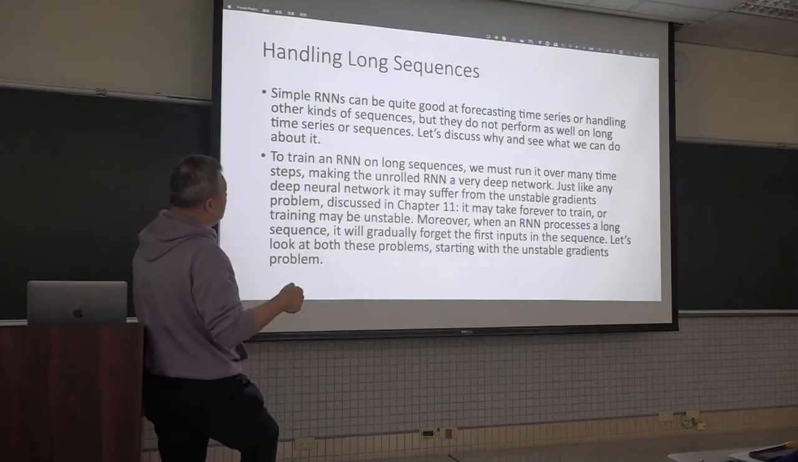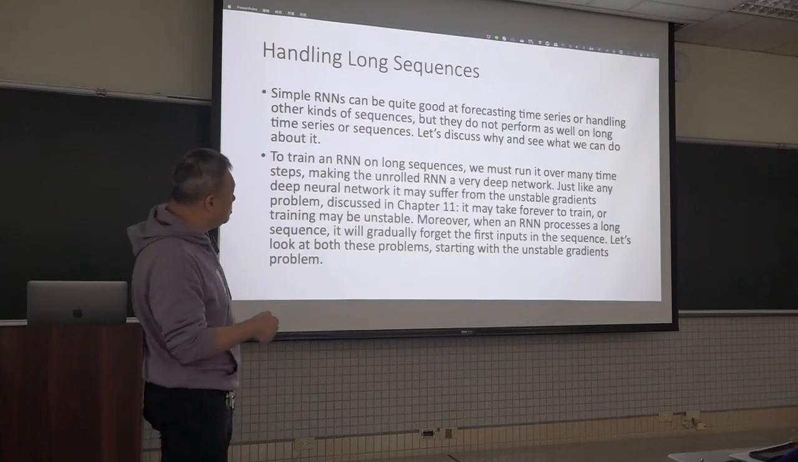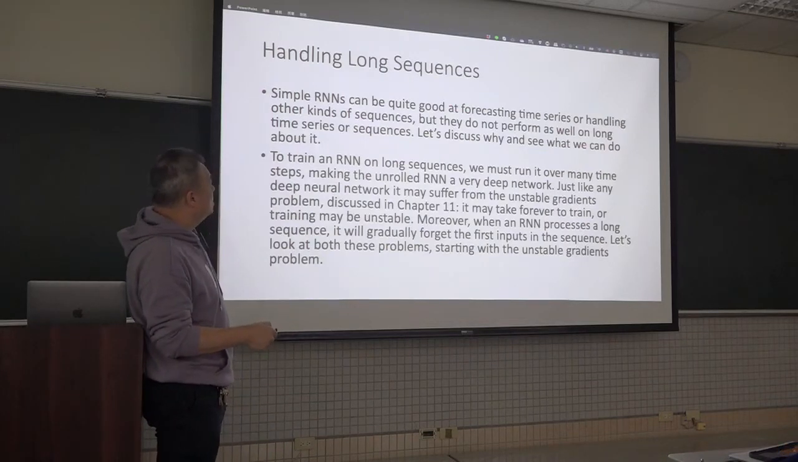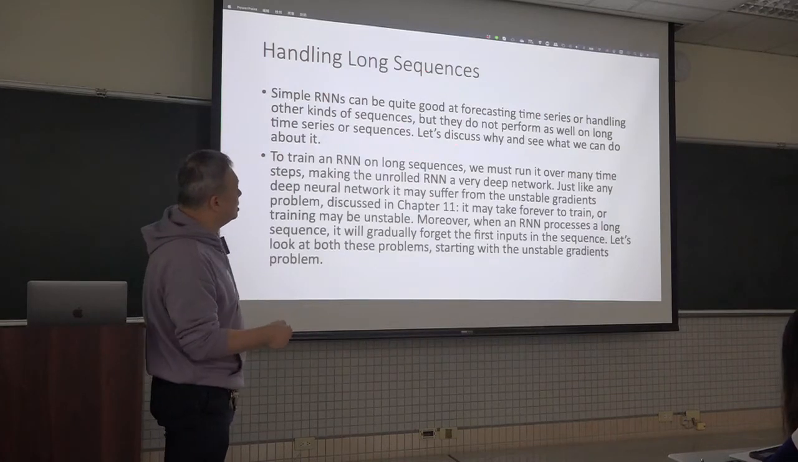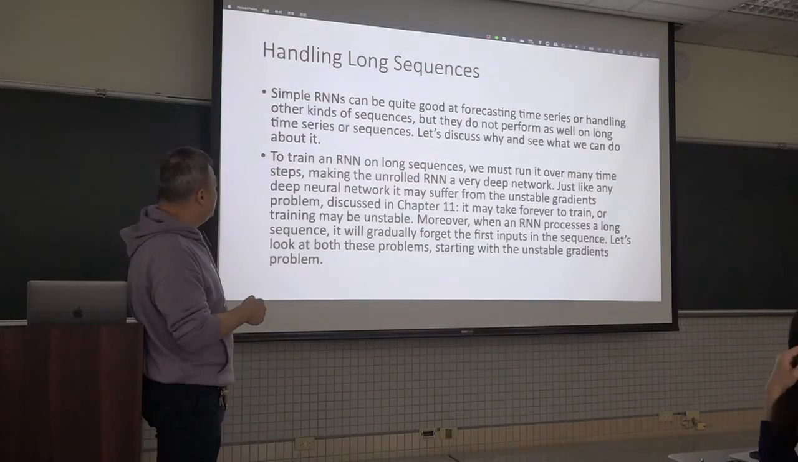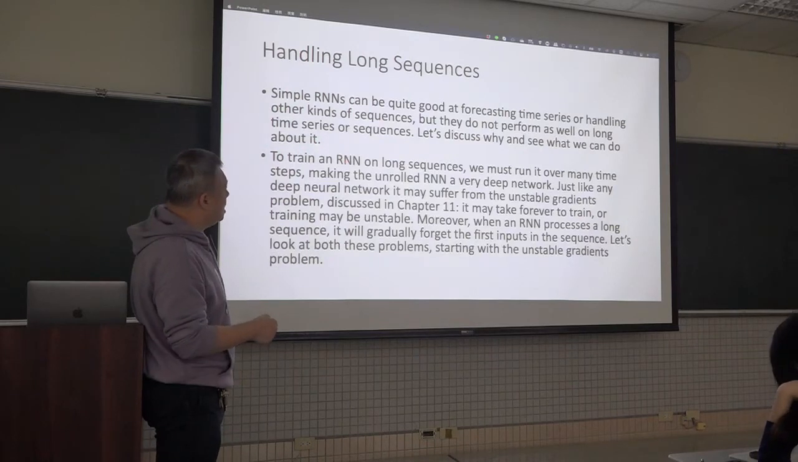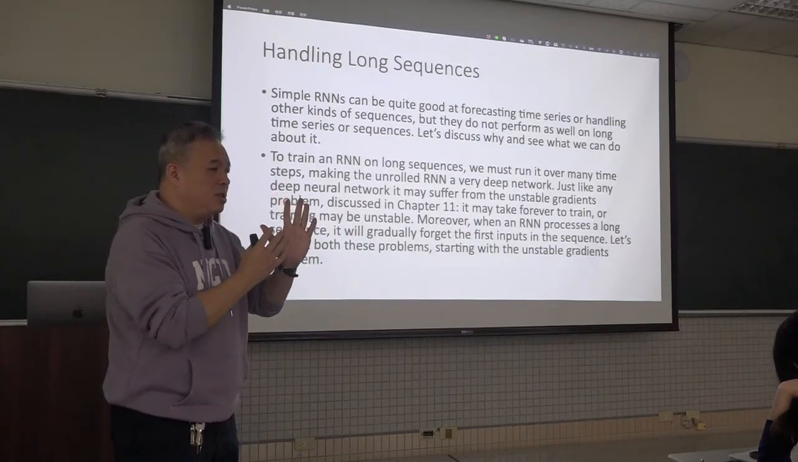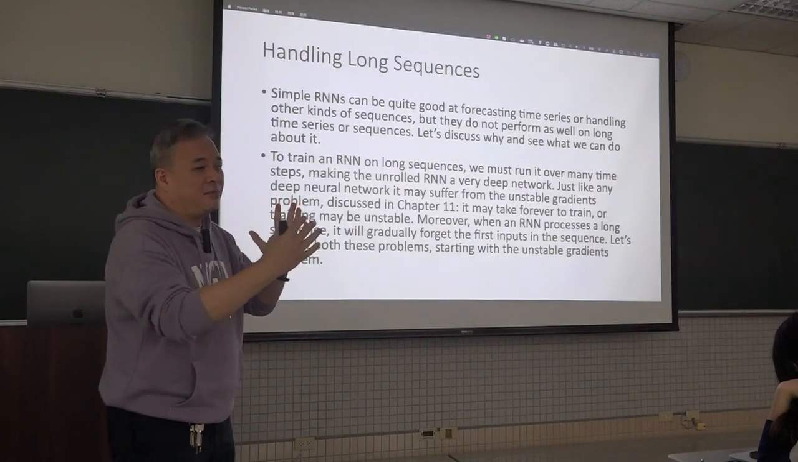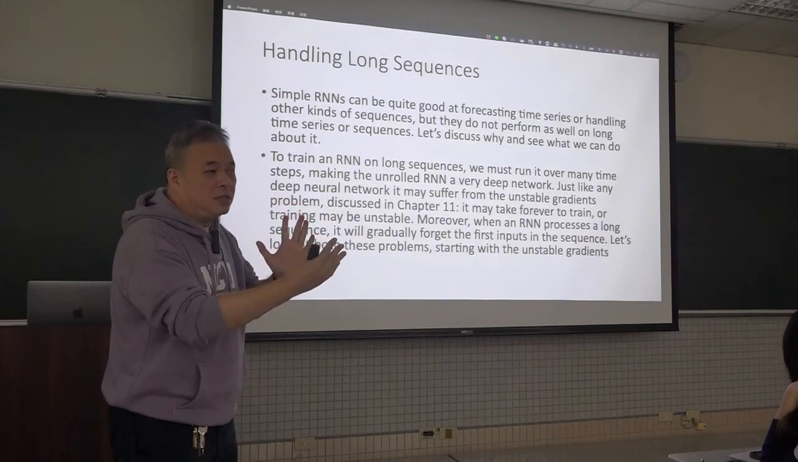So simple RNNs can be quite good at forecasting time series or handling other kinds of sequences, but they do not perform as well on long time series or sequences. There are several reasons for that. The first issue: to train an RNN on long sequences, we must run it over many time steps, so it is unrolled through time for many time steps if it's a long sequence.